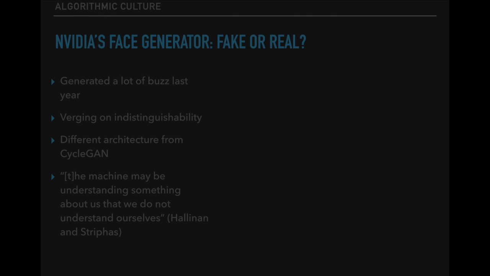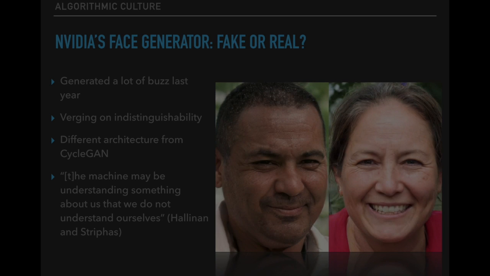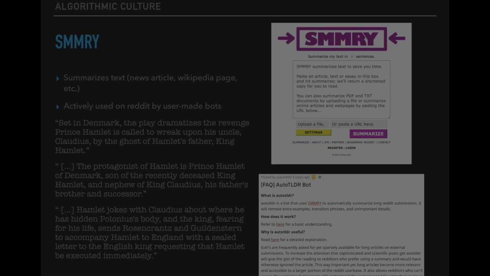The second found object is the NVIDIA face generator. It's able to generate high definition faces, and these faces are completely synthesized. They are not real. And this generated quite a lot of buzz last year.